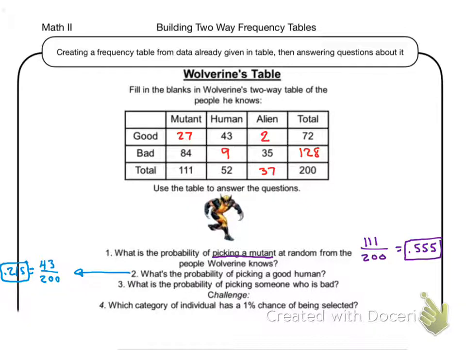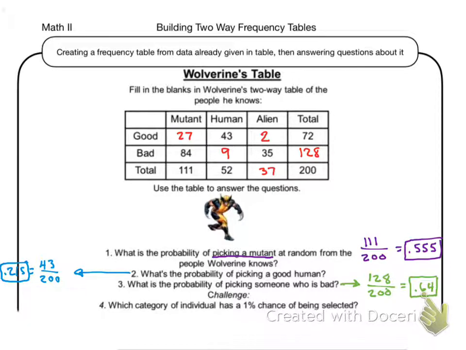All right, 3. What is the probability of picking someone who is bad? Okay, so they're just bad. So total bad people, we have 128 out of a population of 200. So 128 out of 200 gives us 0.64. Right, and it makes sense. Wolverine fights crime, so the majority of the people he knows are bad guys.